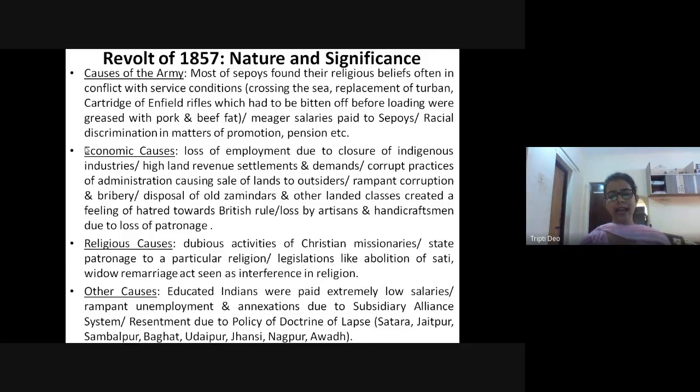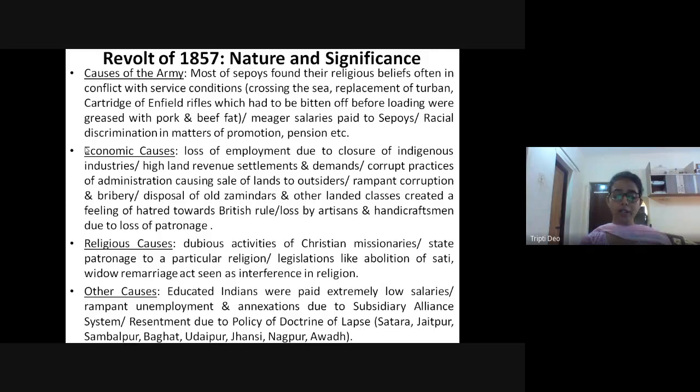So you see that every sector, every community, every occupational category of Indians was suffering under the economic causes of British rule. Everybody had reasons to hate the British rule, and all this combined hatred somewhere expressed itself in the revolt of 1857.